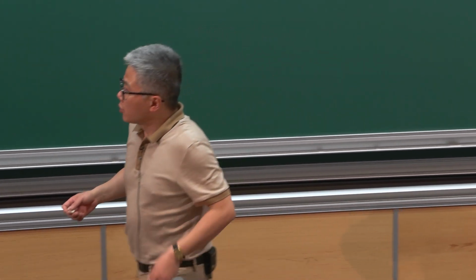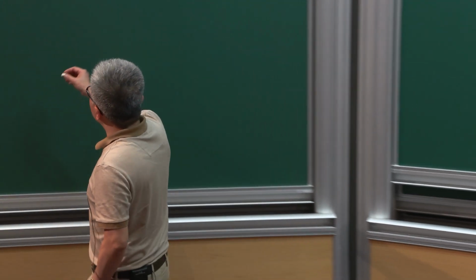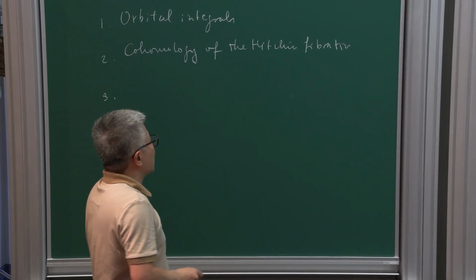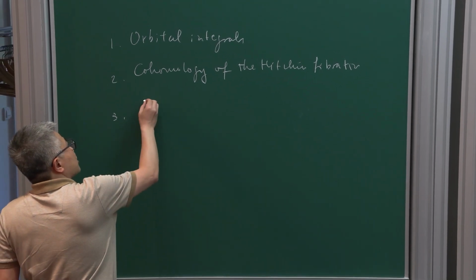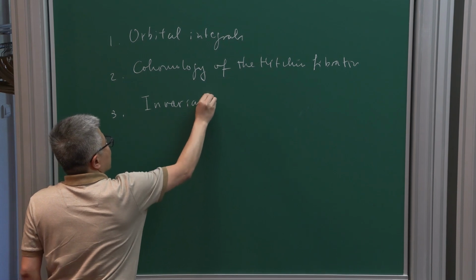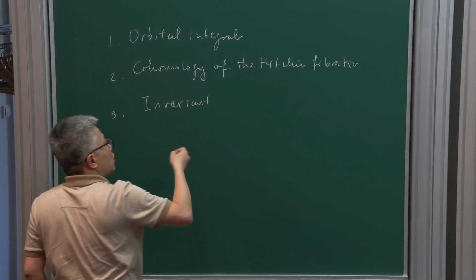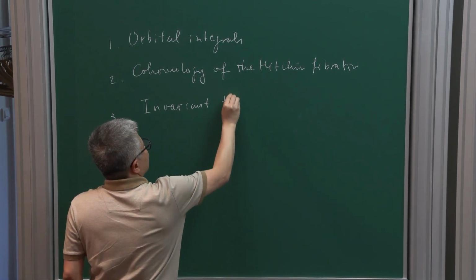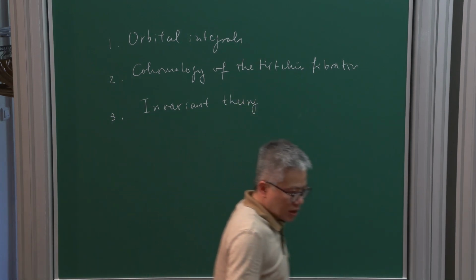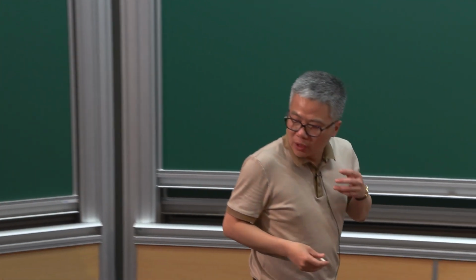The third part, for Wednesday's lecture, is not done yet. This is very much ongoing work, but I'm trying to explain that we should want to do some invariant theory that should pertain to some geometric interpretation of fibration from endoscopy theory.